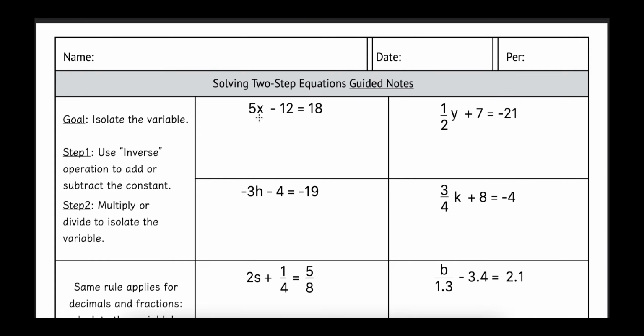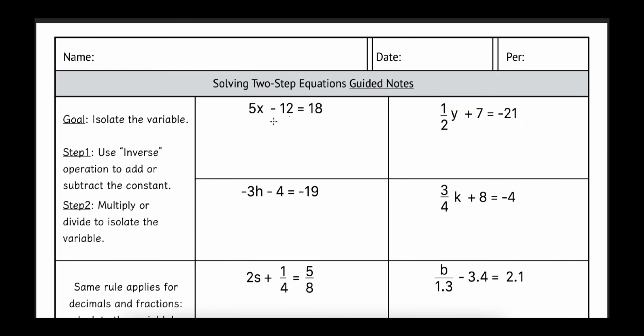Think of it as the variable x really wants to be by itself. So you do want to get rid of -12 and you want to get rid of 5. Now the best way to do this is to get rid of the number that is far away from the variable first and then move closer to the variable. So for this equation, -12 is farther from x.